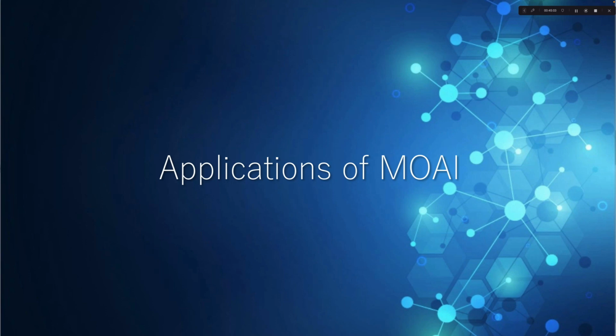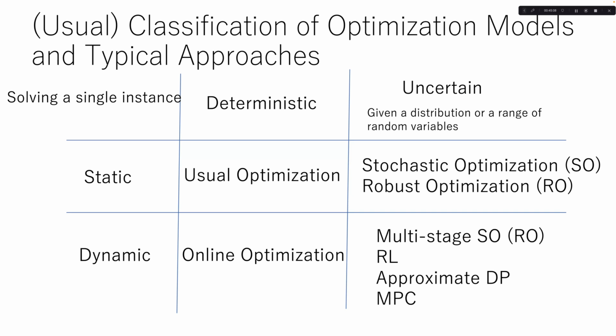Finally, I would like to discuss the application of MOAI to real-world problems. Here is a classification of models and methods when optimizing a single problem instance using conventional approaches. Models are generally classified as deterministic or uncertain, and as static or dynamic. The most common optimization is deterministic and static. When deterministic and dynamic, it becomes online optimization. In cases of uncertainty and static conditions, stochastic optimization or robust optimization is employed.